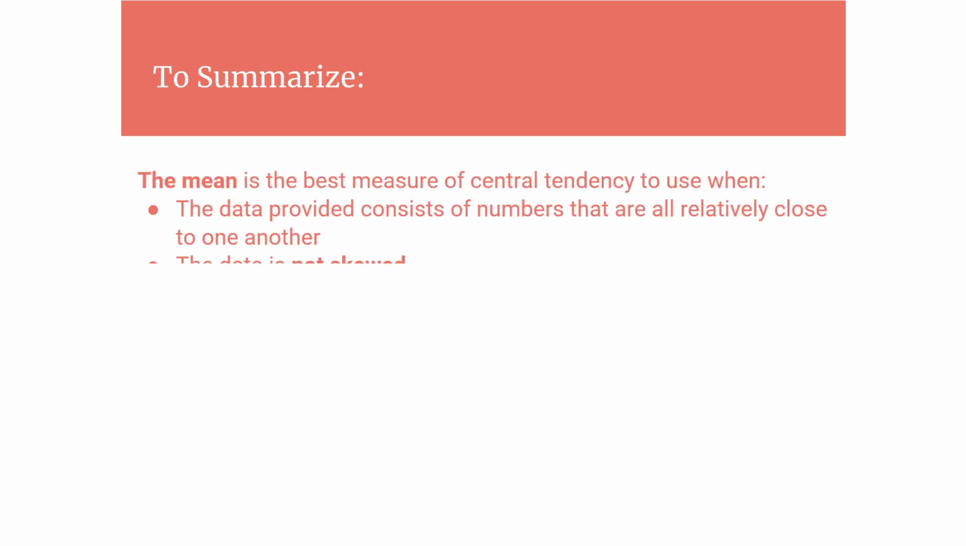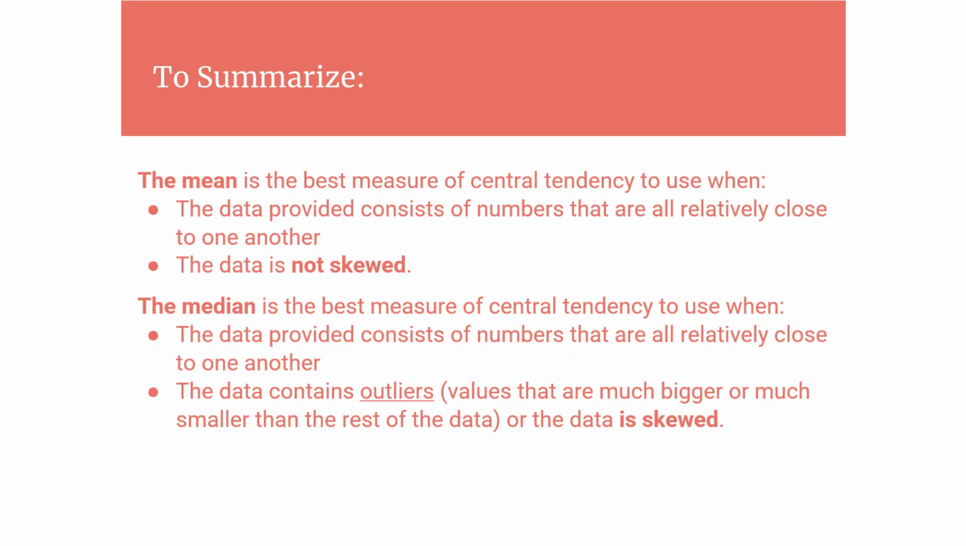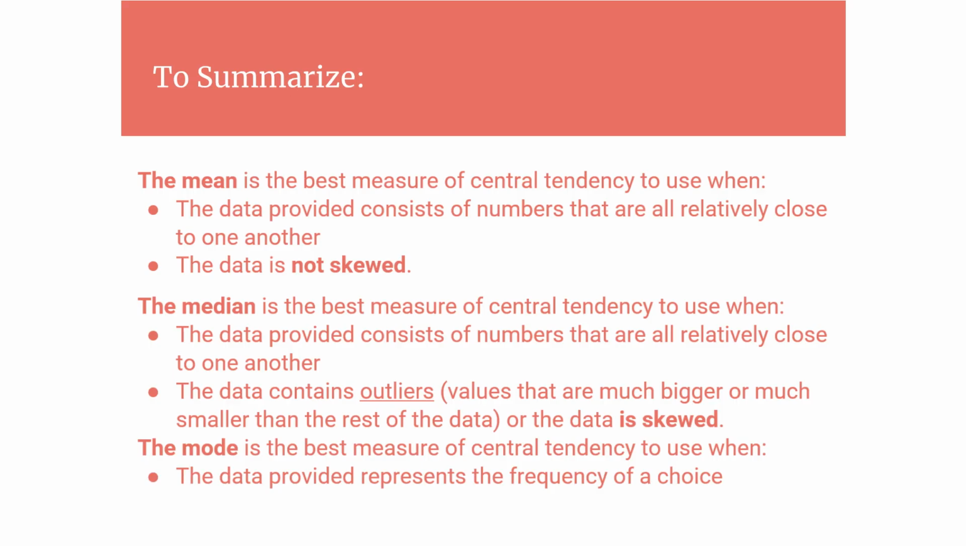To summarize, the mean is the best measure of central tendency to use when the data provided consists of numbers that are all relatively close to one another and the data is not skewed. The median is the best measure of central tendency to use when the data provided consists of numbers that are all relatively close to one another and the data either contains outliers or is otherwise skewed. And the mode is the best measure of central tendency to use when the data provided represents the frequency of choice.